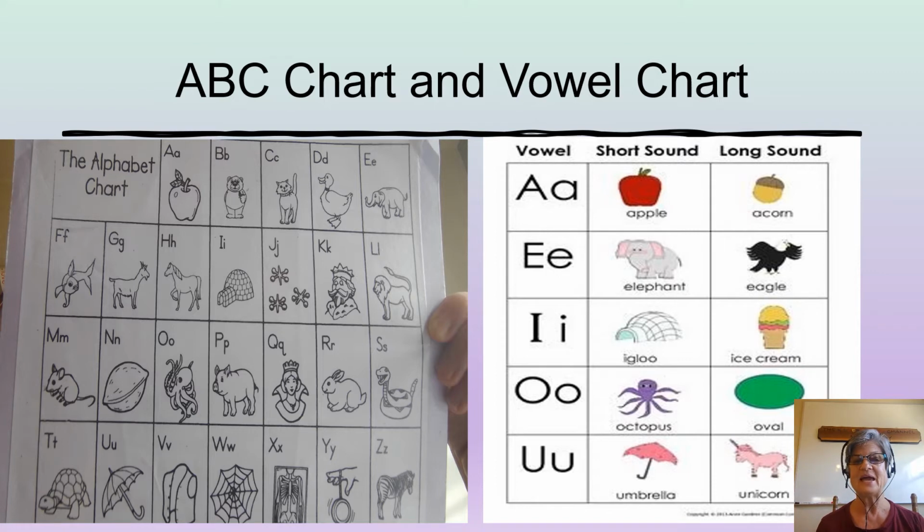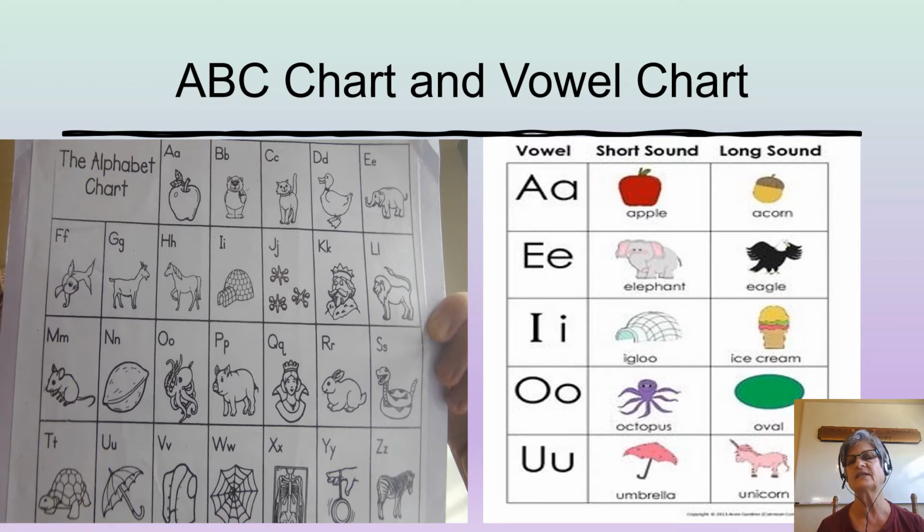Good job. Now let's go to the vowel chart that's next to that. We have the vowels A, E, I, O, and U. Let's start with A. Look next to the letter A. We see an apple. Say apple. Apple. You heard an A sound at the beginning of apple. That's a short vowel sound that the A makes.